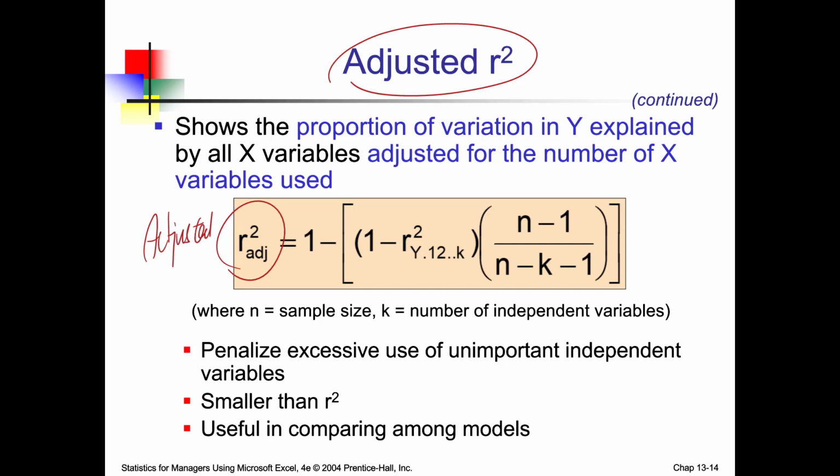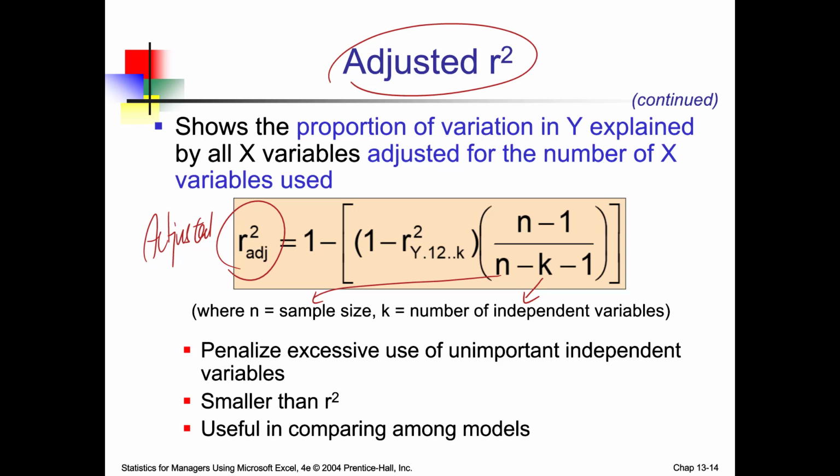This one is called adjusted R squared. It's equal to 1 minus, in square brackets, open parentheses, 1 minus R squared, close parentheses, times n minus 1 as numerator, divided by n minus k minus 1. Here n represents the sample size, and k represents the number of independent variables. So we are taking into consideration the sample size, and also the number of independent variables utilized in the regression model.